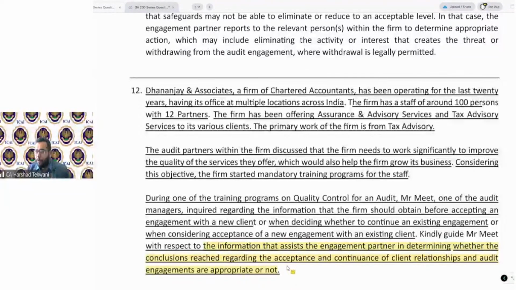So what is the information that you will be looking for, as an engagement partner, to determine whether the acceptance and continuance decision that you have taken, or the conclusion you have arrived at, whether you want to continue or accept the client relationship or audit engagement, is correct or not? So what information will you look for?